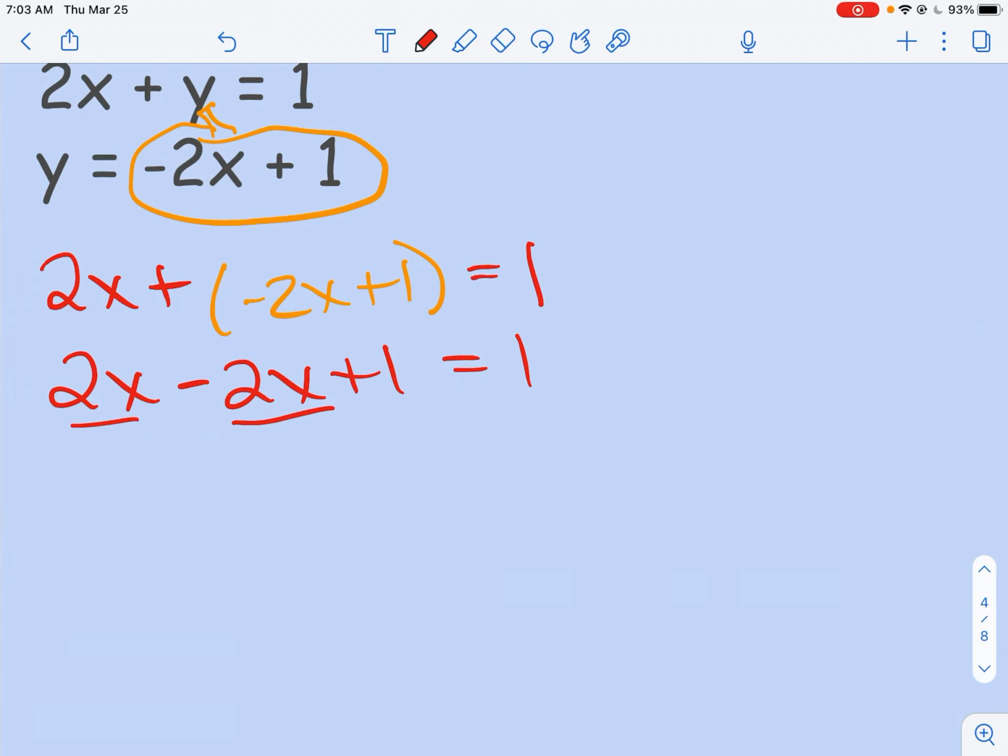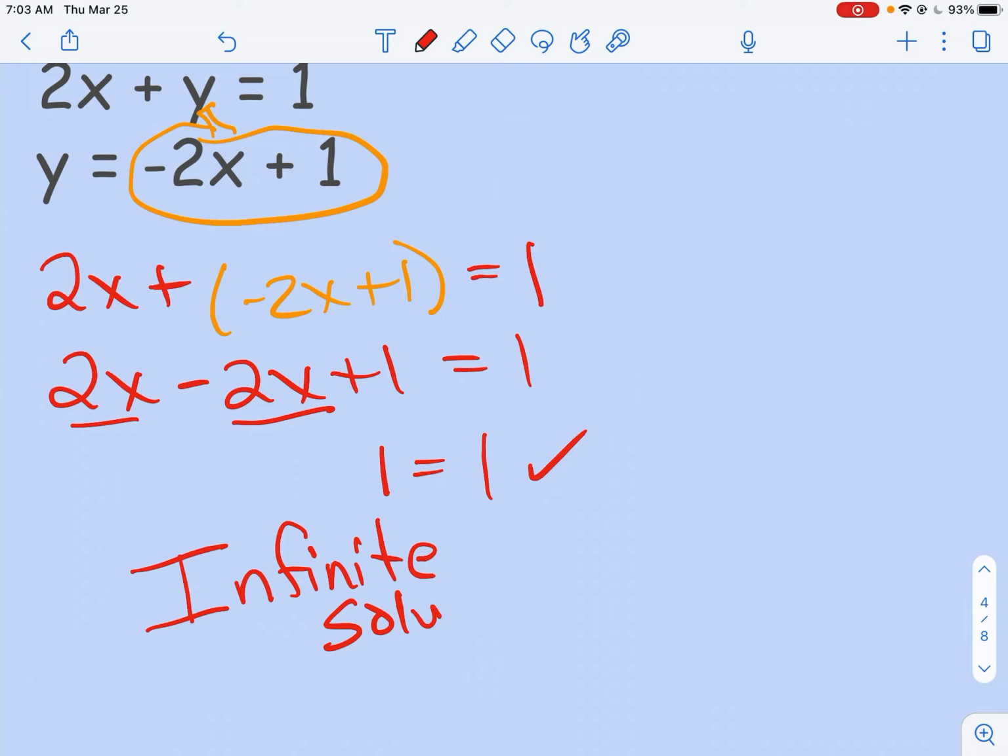So negative 2x minus 2x, that gets me 0. So 1 equals 1. Is that a true statement? Yes, that is a true statement. There's nothing else to do. This is infinite solutions. And that's all you have to do.